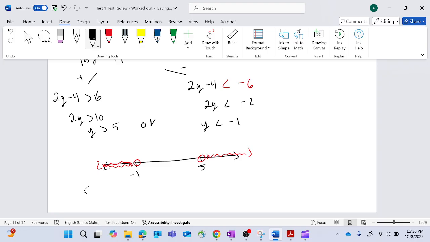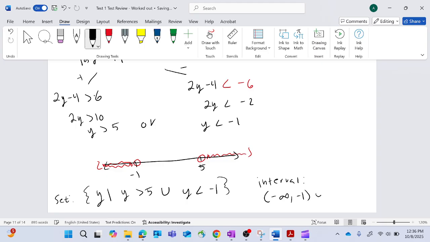My set notation, it's with y's, so it'll be y such that y is greater than 5 or y is less than -1. So remember, use that "or" notation because that's the official way to write it. And then interval, well, that's going to be from -infinity to -1 union 5 to infinity. And that's the graph. This is the set notation, and that's interval notation.